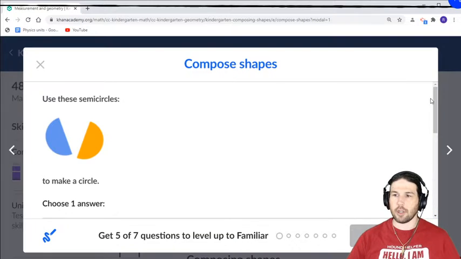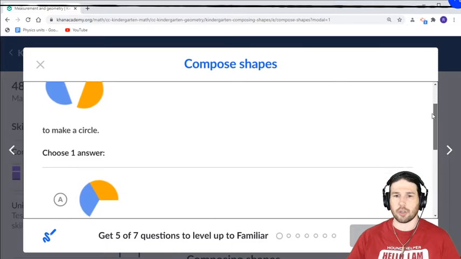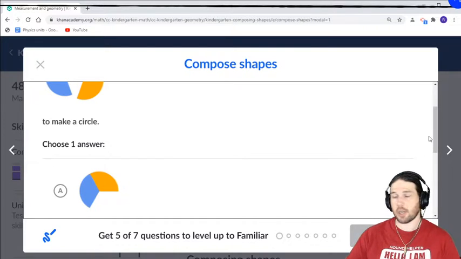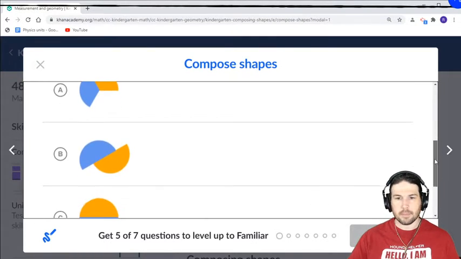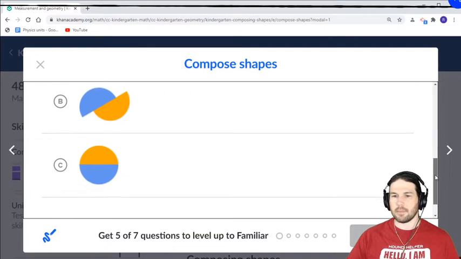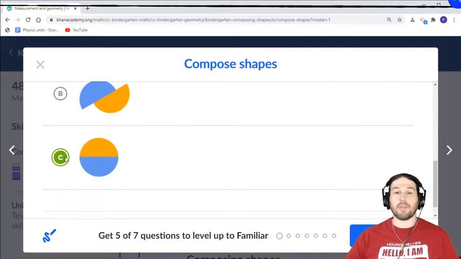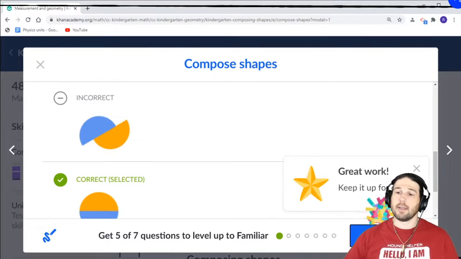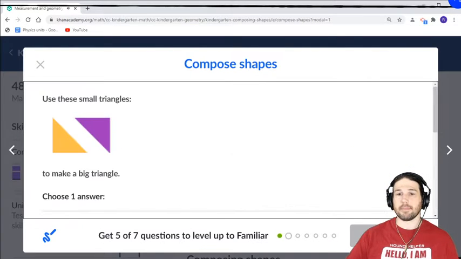So how does it look when we take those two and make a circle? Well, it doesn't look like that. Those aren't halves. Those are thirds. Wow, we're already talking about fractions in kindergarten. Well, that's close. We've got both halves, but they're not quite lined up properly. Ah, there it is. We've taken the two halves and we've lined them up correctly, and we're right.